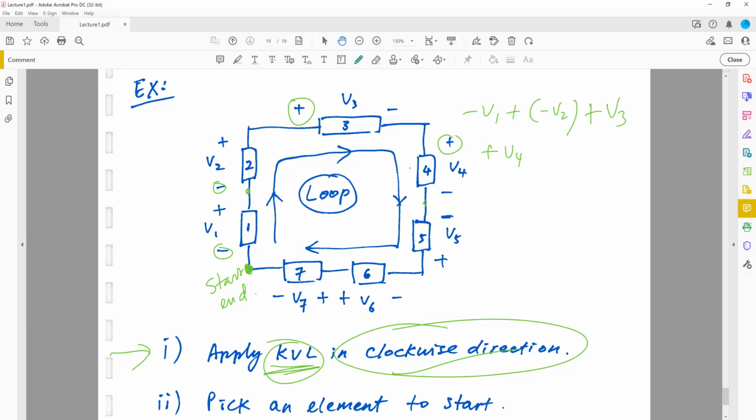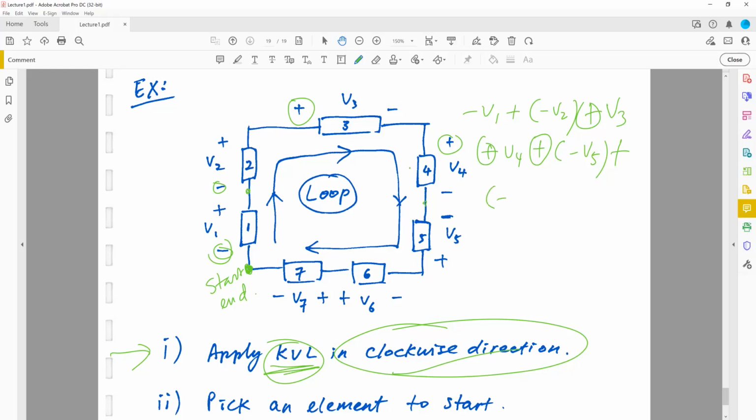The sign associated with element number 5 is minus V5, right? So plus minus V5. Again, I always have plus over here because it's an algebraic sum. The minus or plus depends on the sign that you see associated with each element, following this clockwise direction. So plus negative V5, and then what?